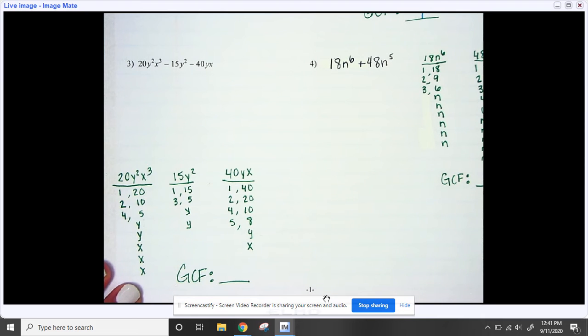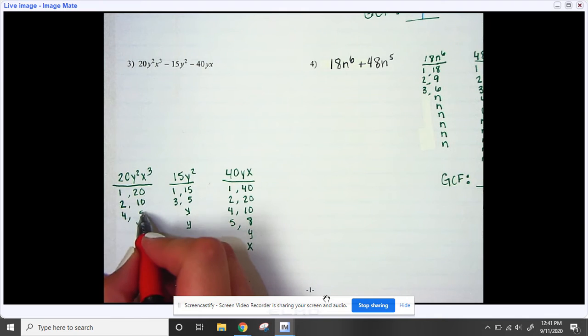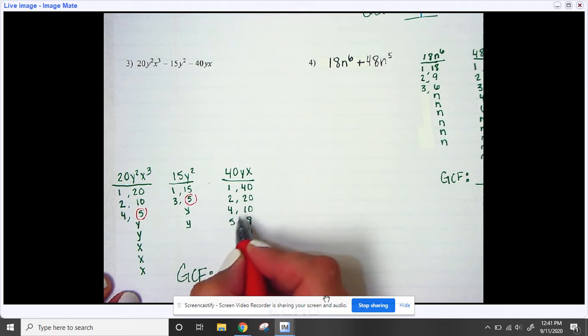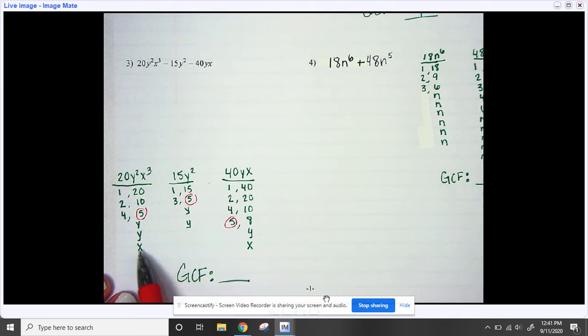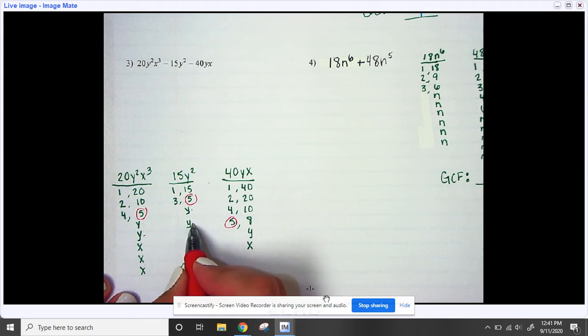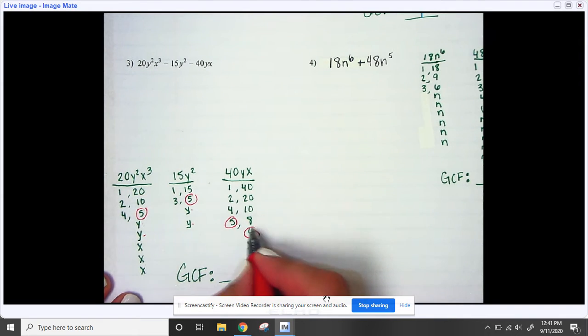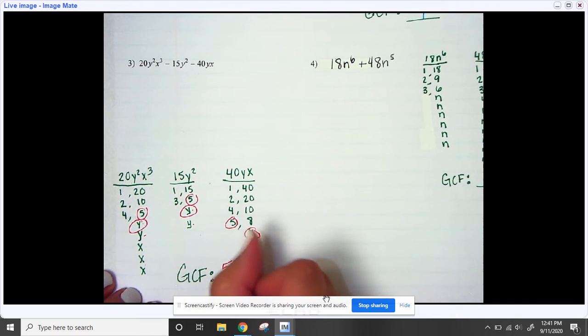So let's go through and see what our greatest common factor is. I noticed that they all have a 5. Now let's look at the variables. This has an x. This does not. So there's no x in the GCF. But look at the y's. There are 2 y's here, 2 y's here, and 1 here. So they each have 1 y in common. So my GCF is 5y.